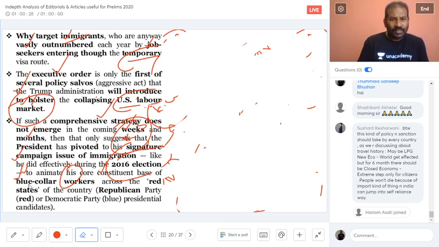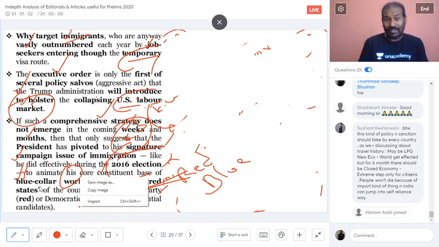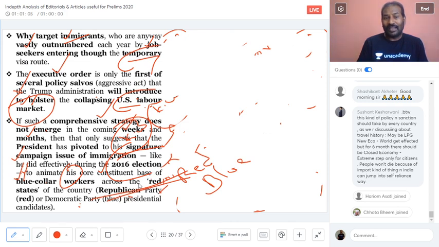And then he said the constituent base of blue collar workers across the red states of the country, that is the US itself. Now we will look at the Republican Party, which is generally considered as red, and the Democratic Party as blue. That means the blue collar workers, the ones supporting Democrats, who work in the red states, that is in the states wherein Republicans have won the elections.